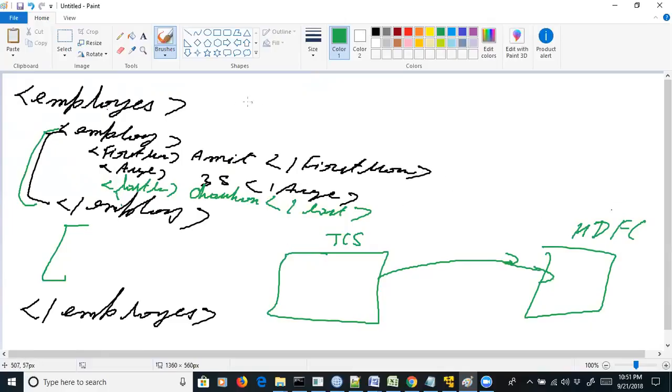Now, because this XML format was agreed between these two companies, the application that is running in the HDFC Bank will be able to parse this XML and extract this information, right? So it knows that inside the employee tag, I will have an element or tag named first name, and inside this tag, I will get the first name of the employee.